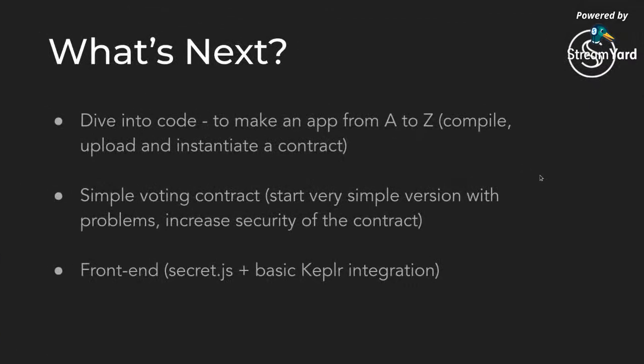So as we said, we're going to dive into some code. See, there's spoilers here. We're going to build a simple voting contract. As we said, we're going to show how to basically build a secret application. And in the end, we're going to build a front end for it that you can actually build a website around and all that fun stuff.